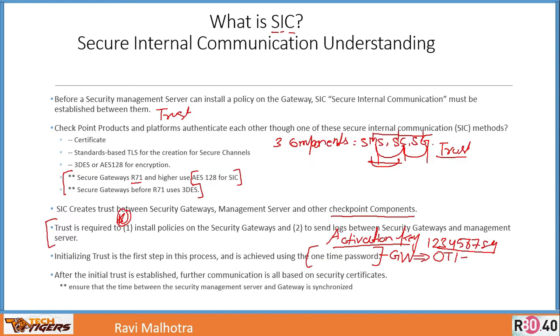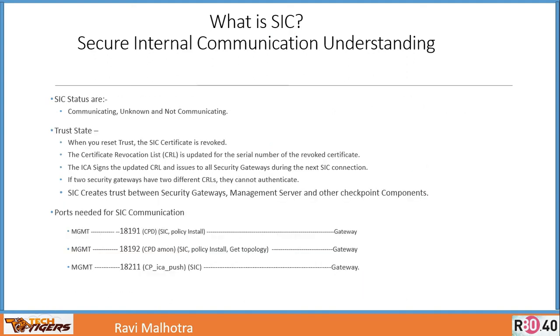So here we understand that initializing trust is the first step. The moment you try to initialize a trust, your status changes. There are certain status messages of SIC. One is known as Communicating. Communicating simply means that trust is established.